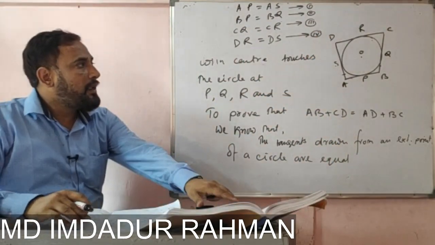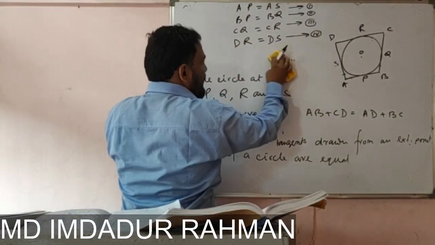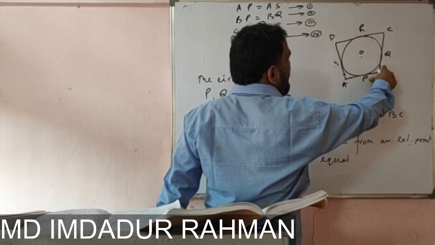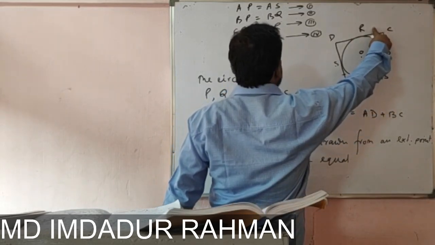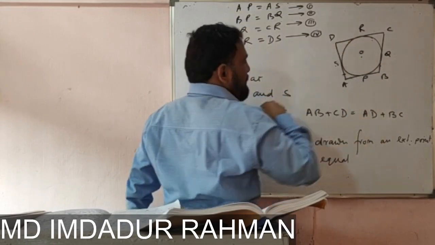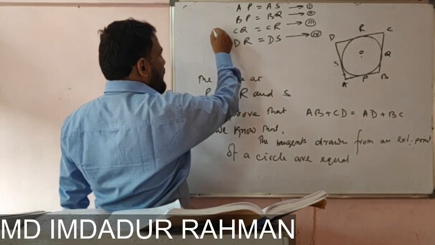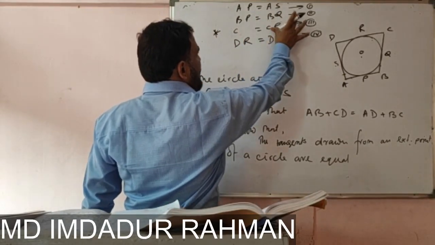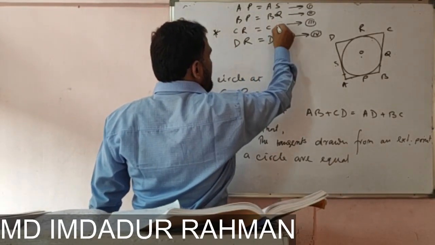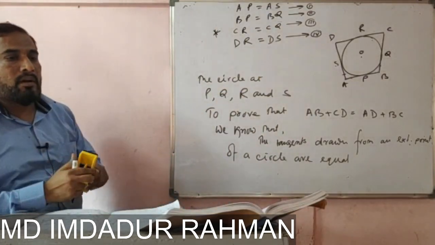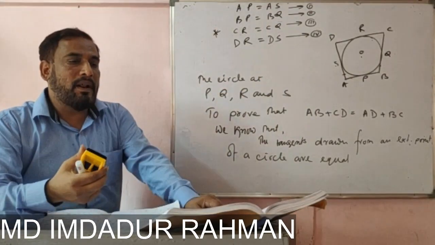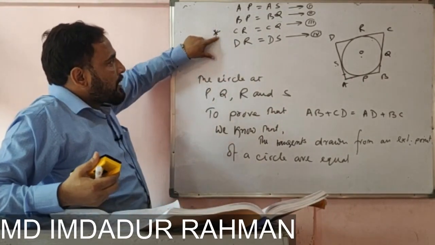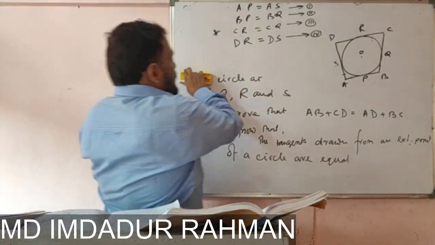As we have written here in anti-clockwise order: AP equals AS, BP equals BQ, CQ equals CR, and DR equals DS. But here one thing you remember, in this third line, CQ is equal to CR, you write it as CR is equal to CQ. To prove that AB plus CD is equal to AD plus BC, we have to remember this point.